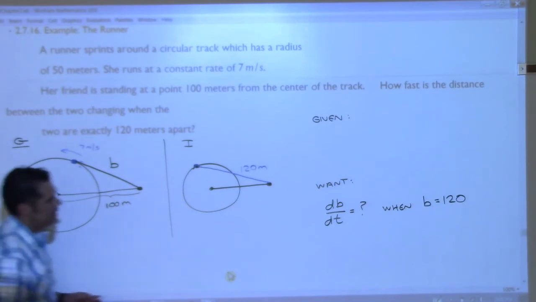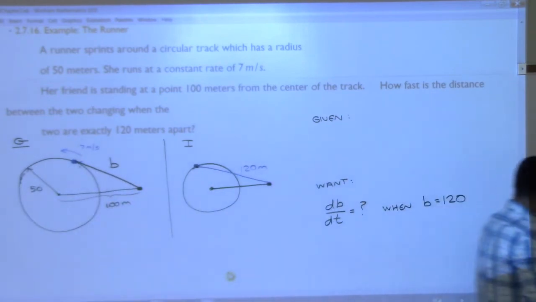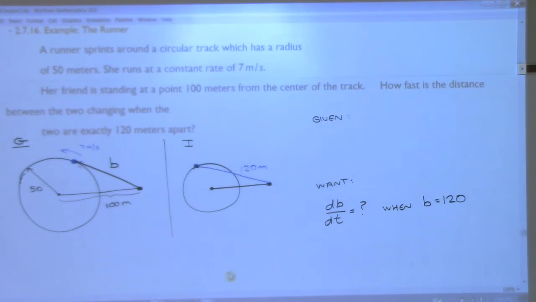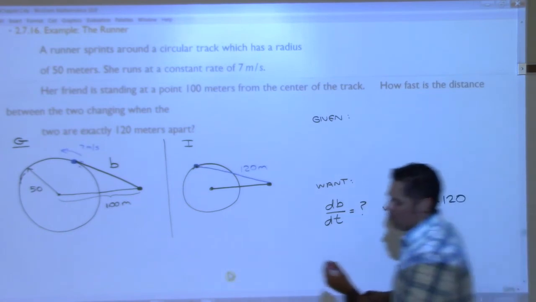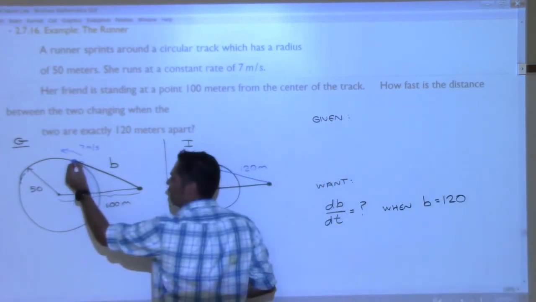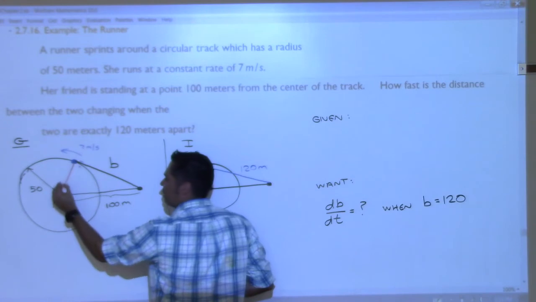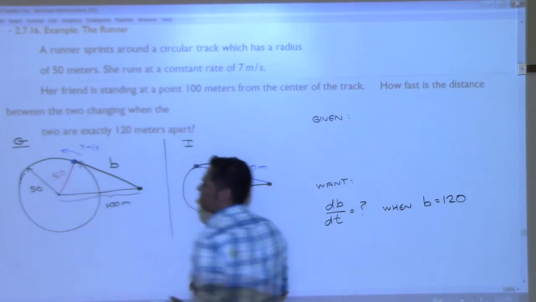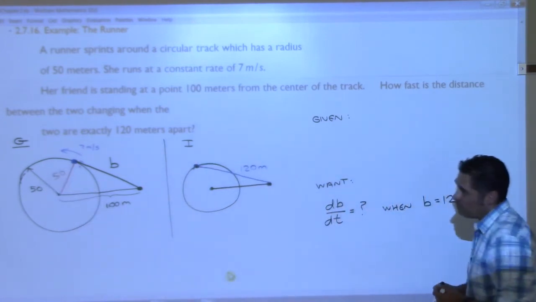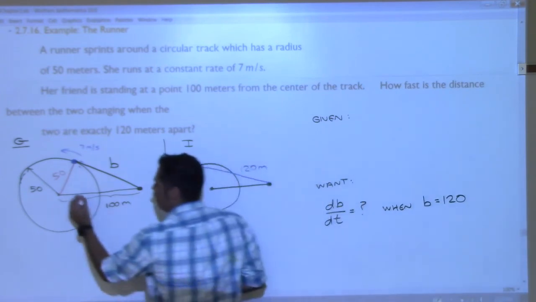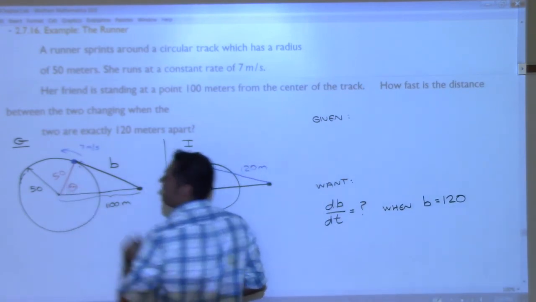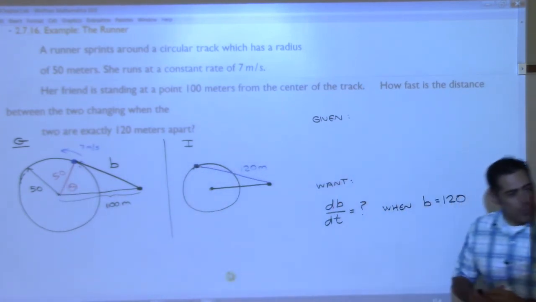So I think this is where I just need to kind of show you. That way you say to yourself, I've seen a problem like this before. Now I know I can do this. I'm going to draw this very important line right here. Now we all know that's 50, right? Because it's a radius line. And I'm going to label this angle as theta. Now here's why that's important.